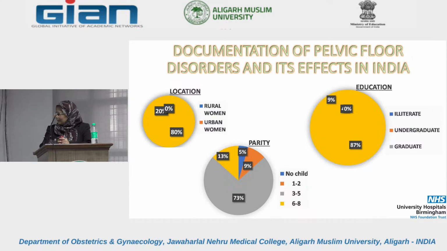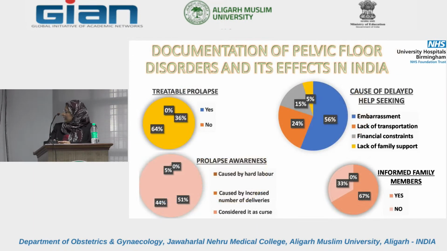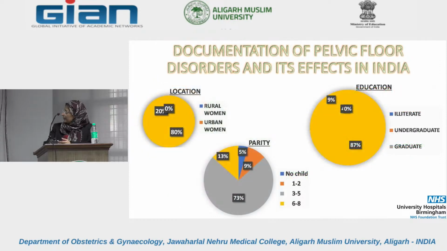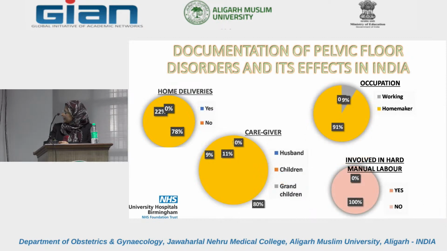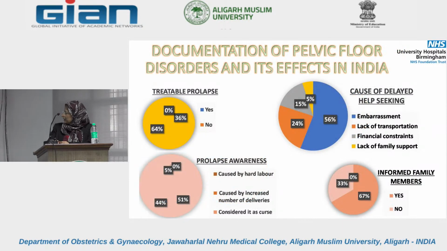We are talking about a few studies, and there will be references at the end, on the rural and urban population in India. 80% is rural, and the literacy rate is low in certain populations, and parity is quite high in most of the women. All these factors result in pelvic floor dysfunctions. So why don't women seek help? Because of embarrassment, lack of transportation, financial constraints, lack of family support, and they are reluctant to inform their family members, let alone talk to a doctor. And these are various symptoms with the prevalence of these problems in various studies.